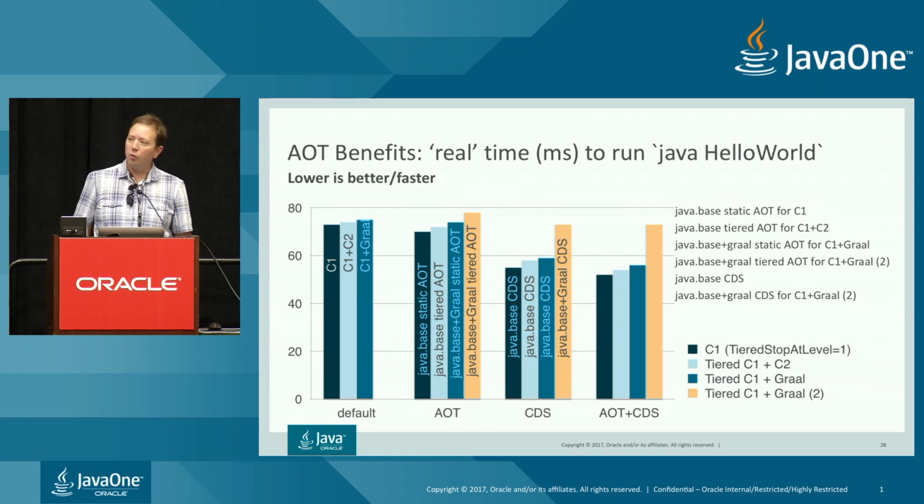I won't go into all the details of this slide, but it is showing that you have the default case, the case where you have only AOT, the case where you have CDS, and the case where you have both. What it's highlighting is that they're both improving things in themselves, but together is where we get the most benefit. So CDS and AOT together is a very happy combination.